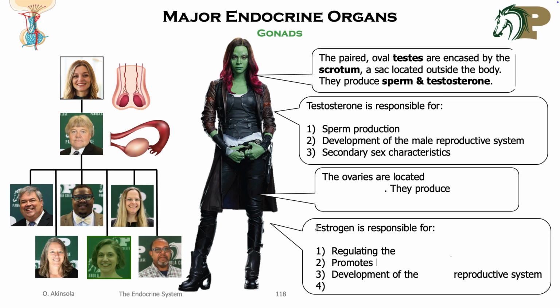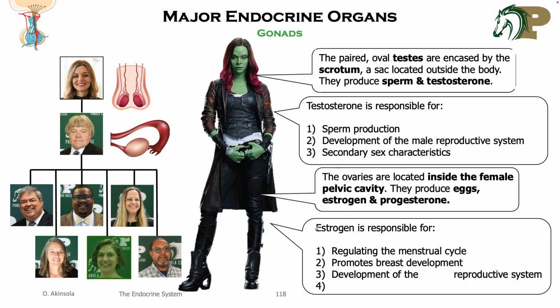Okay. The ovaries are located inside the female pelvic cavity. They produce eggs, estrogen, and progesterone. Estrogen will be responsible for regulating the menstrual cycle, also promoting breast development of the female reproductive system, and secondary sex characteristics in the female. Okay? So those are your gonads.